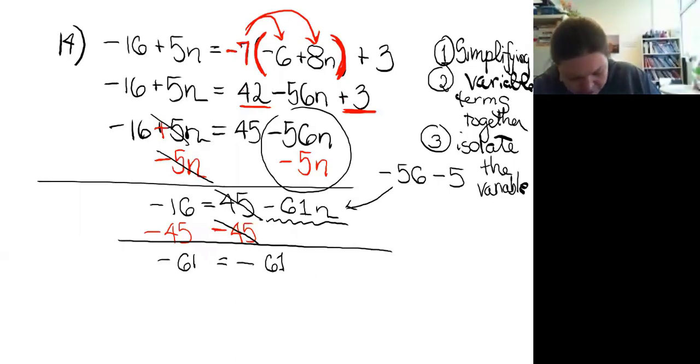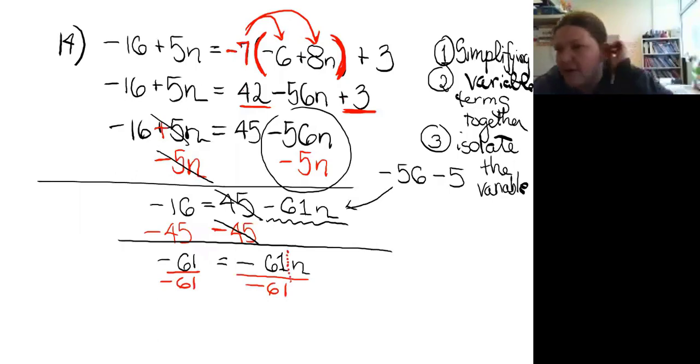So the opposite of multiplying by negative 61 is dividing by negative 61. So I'll do that on both sides. And now I am dividing this time because I'm trying to break that bond between negative 61 and n. I'm not trying to move the whole term, and that's why it's division then.